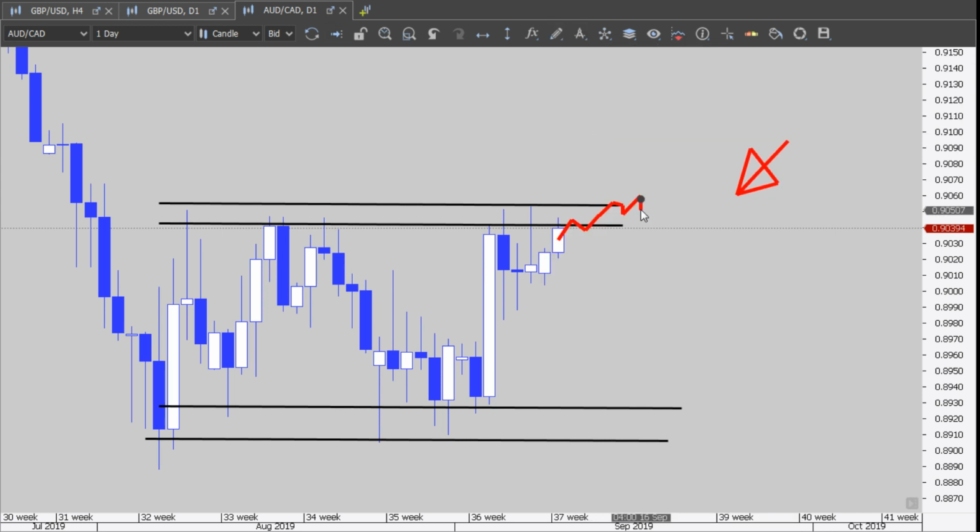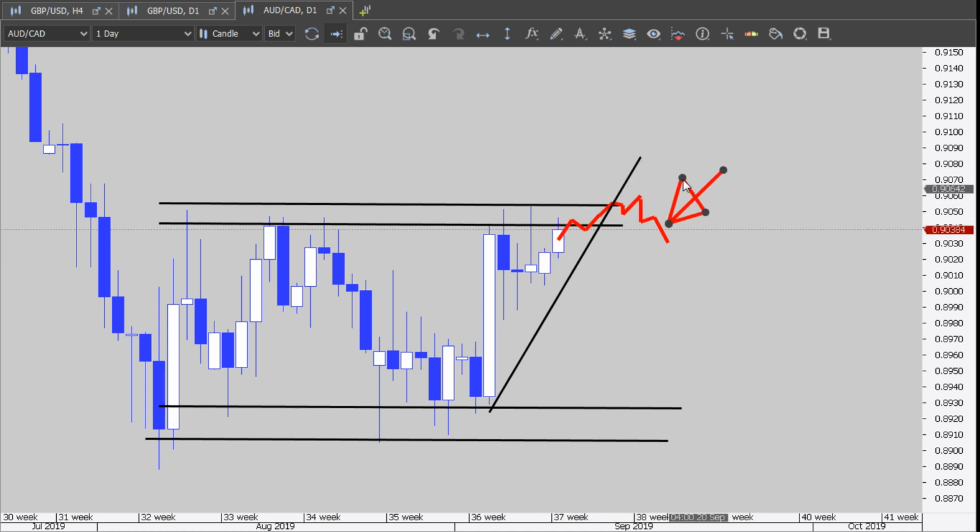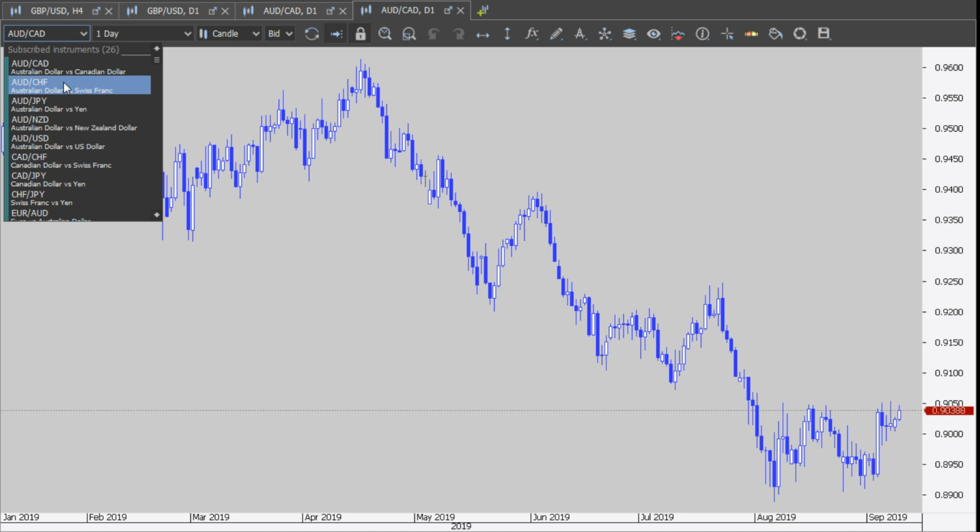Uptrend line break and the market starts to make lower lows, lower highs, right? The market is going to show you on a smaller time frame if it's going to reverse. So this really doesn't matter. Okay, Victor, thank you for the great question. So AUDCAD was one. Which one is next?